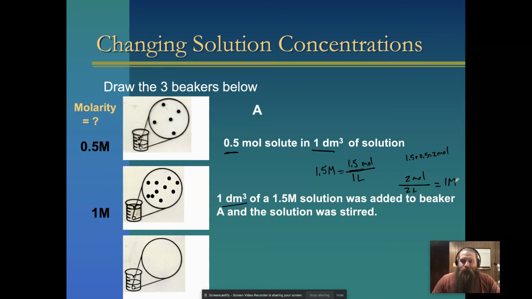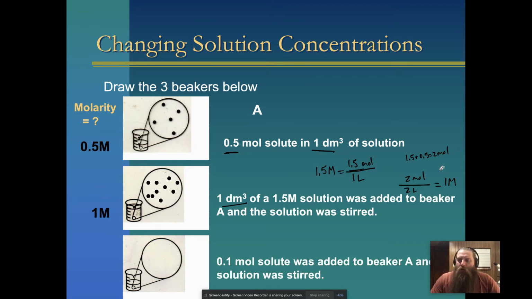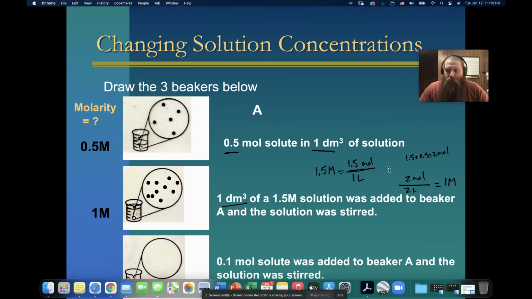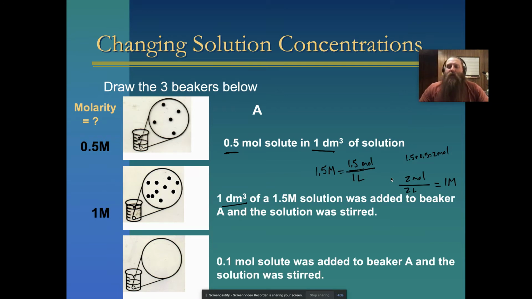There we go. Now let's say we take 0.1 moles of solute and we add it to that initial beaker, that beaker A, and we stir it. All right, well, this one's even easier, right? All it's talking about adding is solute. We're not changing the volume, right? We're still at 1 liter in both cases.